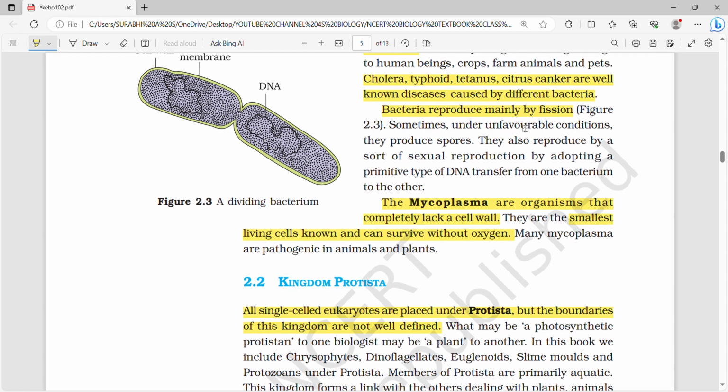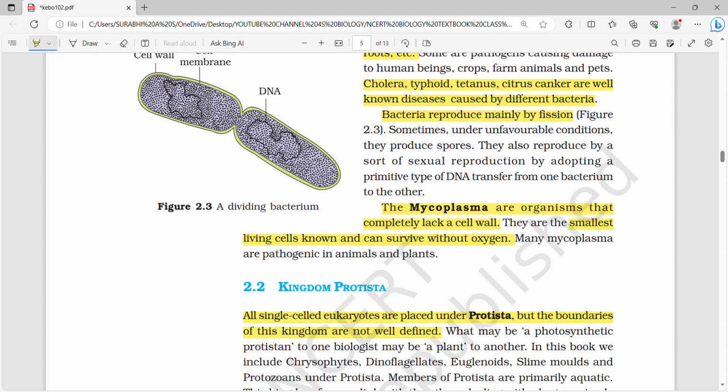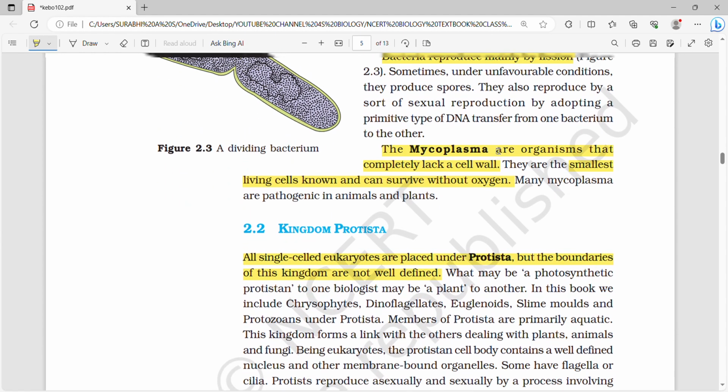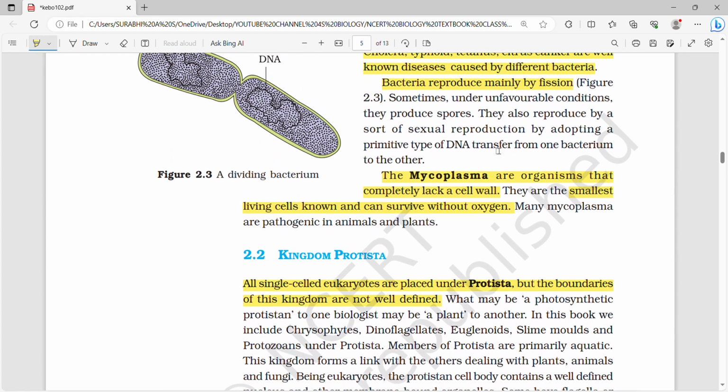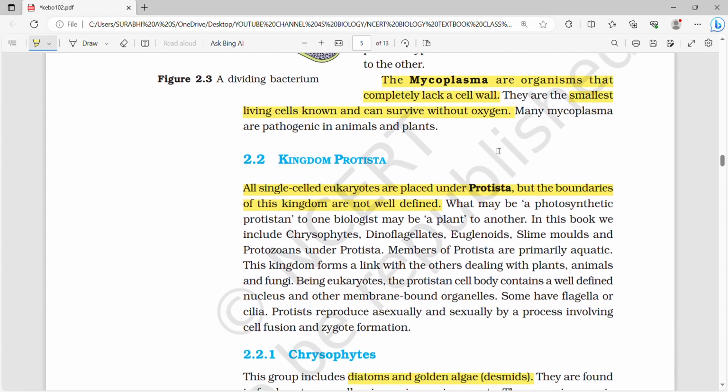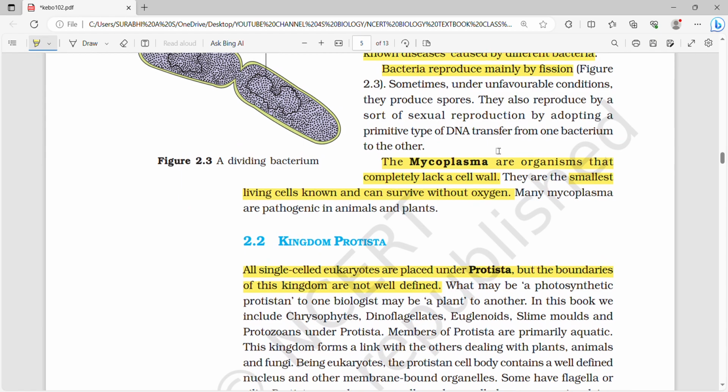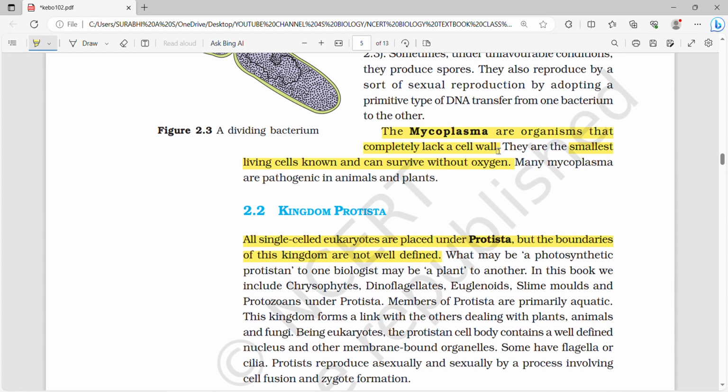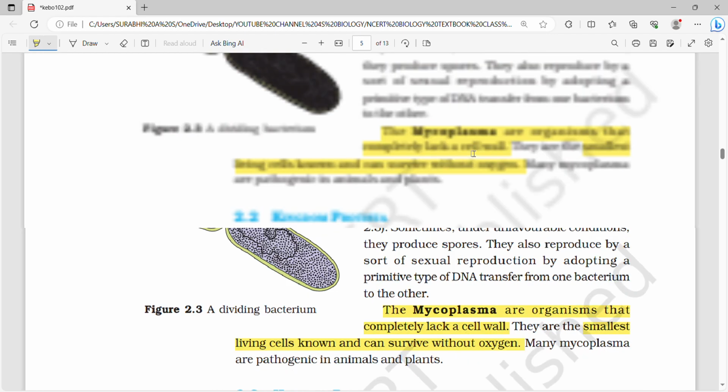So, bacteria reproduce mainly by fission, which is shown here, and they can also reproduce by sexual reproduction by adopting a primitive type of DNA transfer from one bacterium to another bacterium. That is not so important, but they mainly reproduce by fission. This is the most important part, because based on this there are so many PYQs available also.